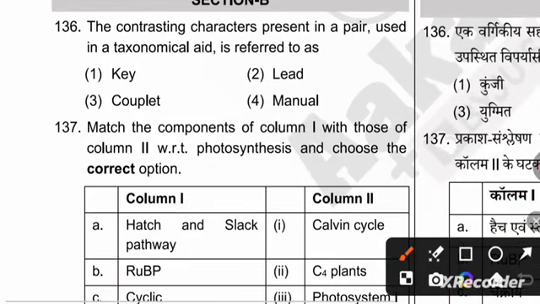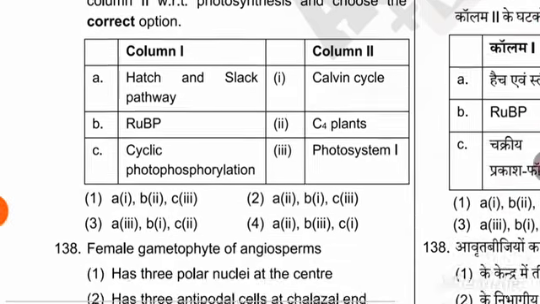The contrasting characters present in a pair, used in a taxonomic aid, refers to what? Yes, children, it refers to couplets. It refers to couplets. Let us move to the next question.